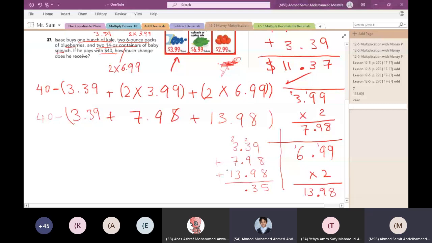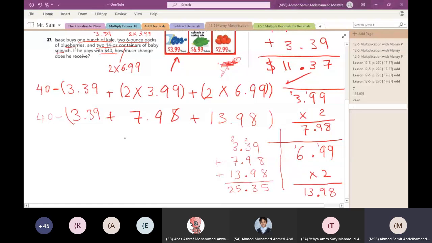13 plus 7 is 20, plus 3 is 23, and plus 2 is 25. Right. Thank you very much, Ahmed. So the addition part here for this bracket, the big bracket, is 25.35.